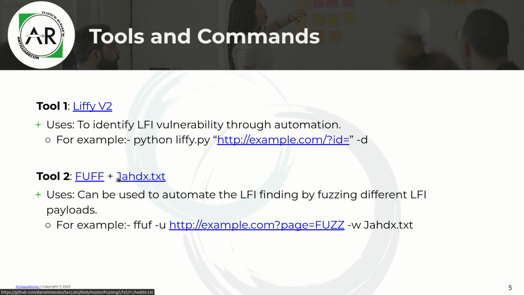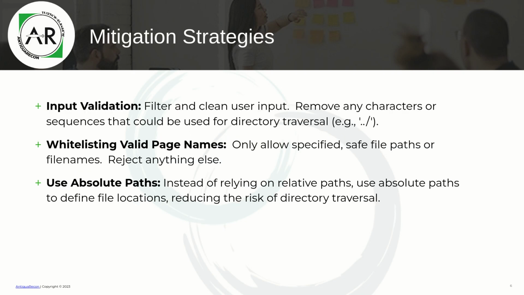This is not really a standalone tool. FFUF is a fuzzer, I hope you know about it. And we are using a wordlist which has a lot of payloads which we can use to fuzz a particular parameter. Again, we will go into this in more detail later on. Then we have mitigation strategies, which we will again go over during the labs, right?